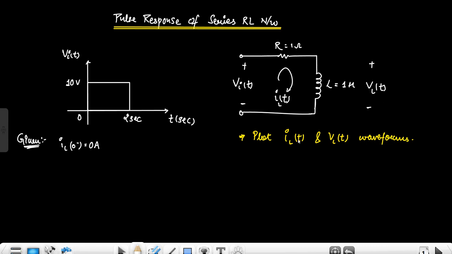Hello everyone. Here we will discuss the inductor current and the inductor voltage waveforms. Basically, how the inductor current and the voltage will vary when we provide this pulse input to this series RL network.